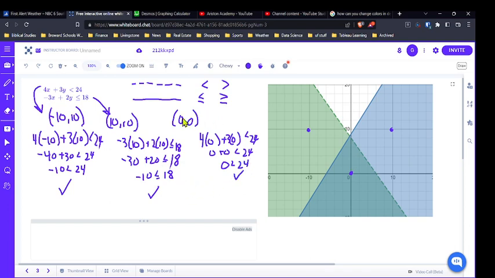Let's do the same thing, 0, 0, for the second inequality. So minus 3 times 0 plus 2 times 0 is less than or equal to 18. I think you guys can probably already see this with your own eyes. 0 plus 0 is less than or equal to 18. 0 is less than or equal to 18. That checks out. So 0, 0 is clearly a solution to both inequalities.